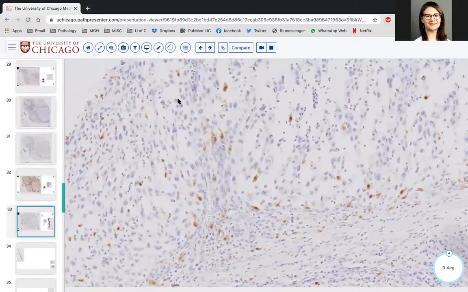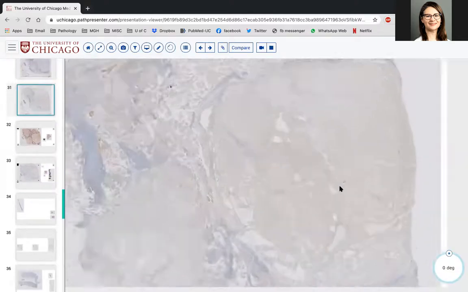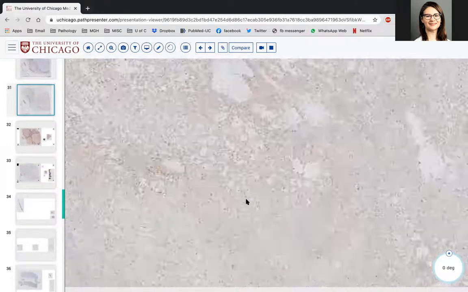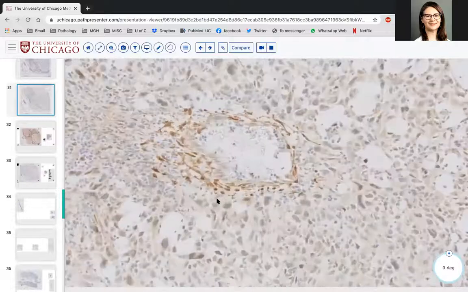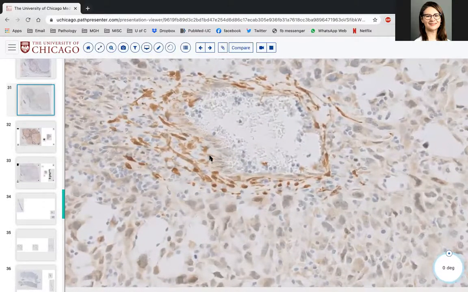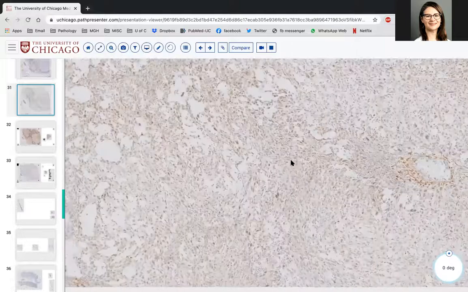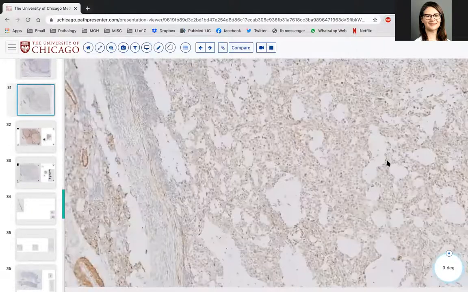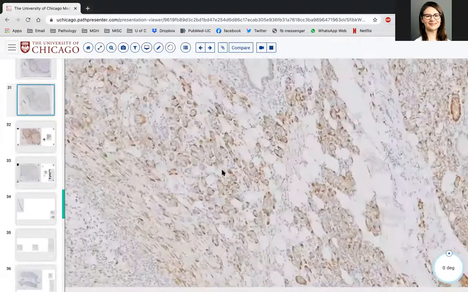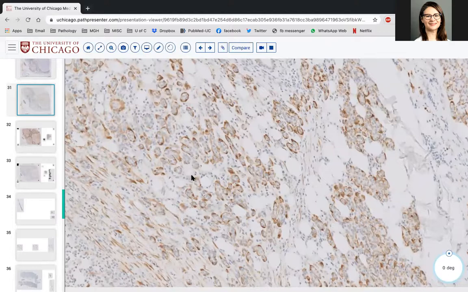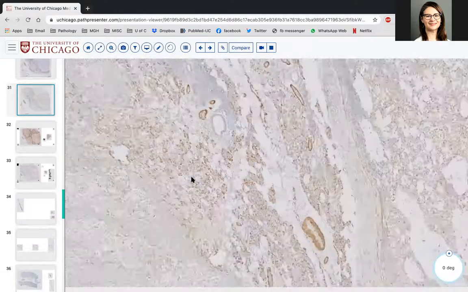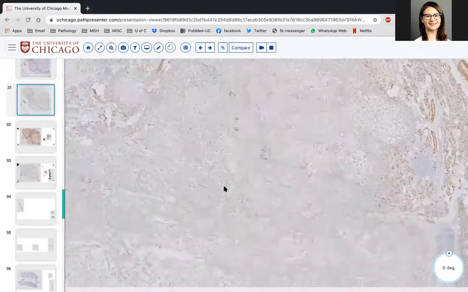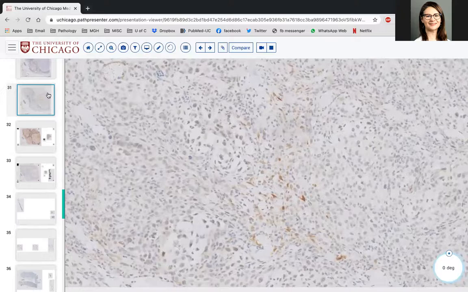So we have both. I think we have SMA and calponin. So let's start with your, where is it? Is this your calponin? Yeah, this is your calponin. So again, some of these spindly cells are calponin positive. Some are a little bit weaker. Calponin tends to be, ooh, look, nicely highlighting the normal contractile cells. And focally highlighting the tumor cells.